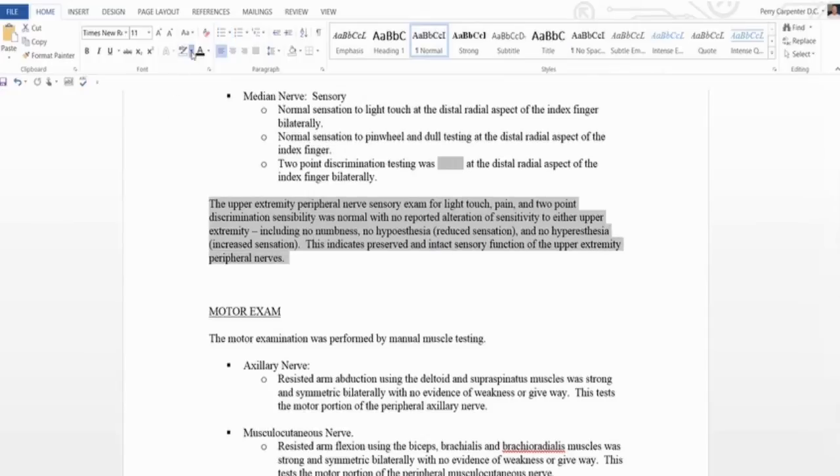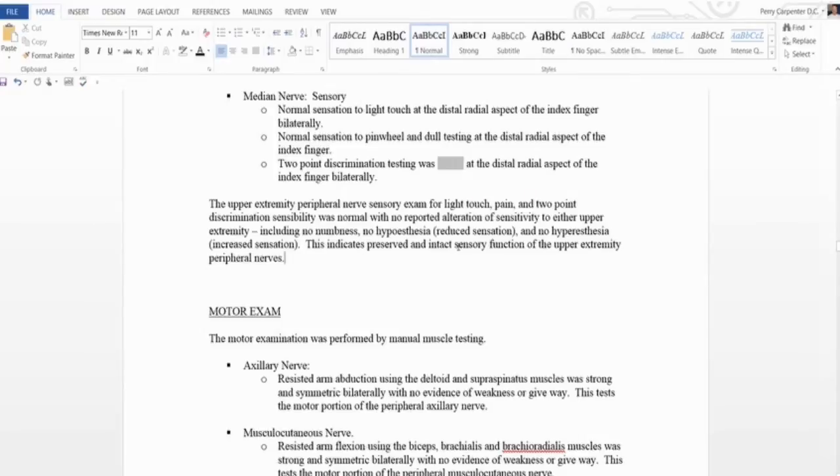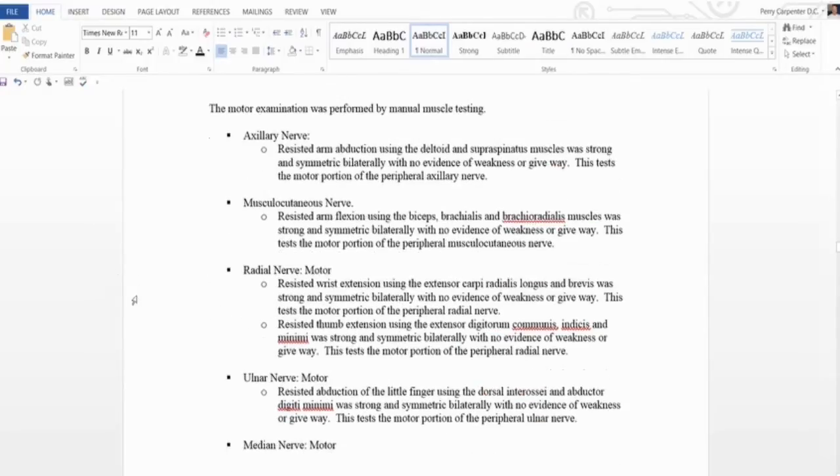The upper extremity peripheral nerve exam for light touch, for pain, and for two-point discrimination was normal with no reported alteration of sensitivity to either upper extremity. There was no numbness. There was no hypoesthesia. There was no hyperesthesia. And this indicates preserved and intact sensory function of the upper extremity peripheral nerves. And we pretty much knew that already on the basis of our reflex testing, but this specific sensory testing further confirms preserved and intact sensory function.